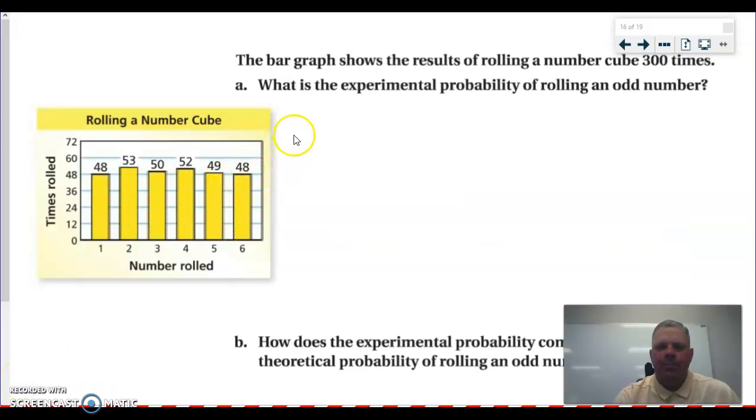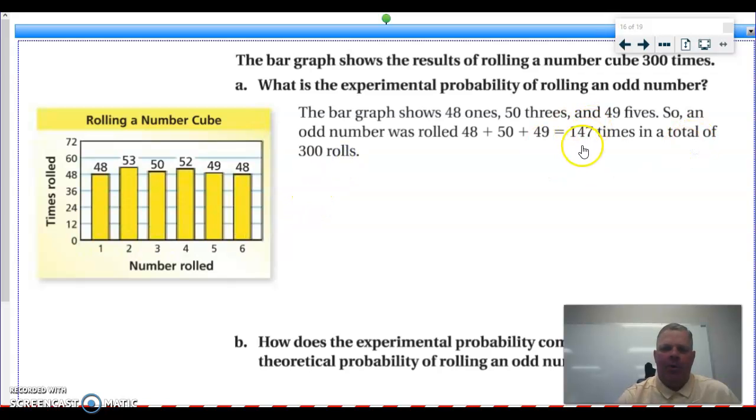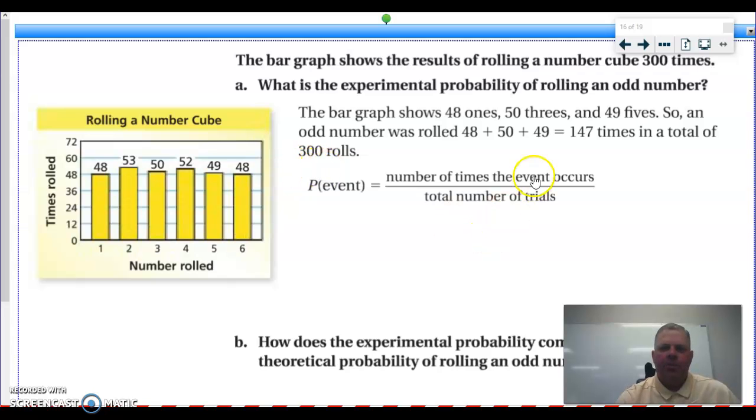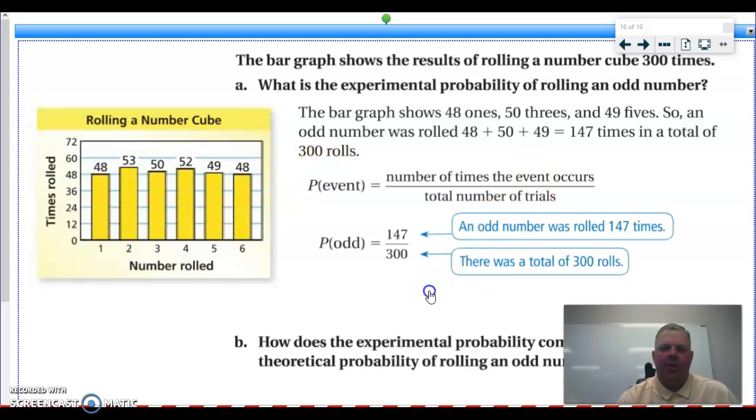Our final example deals with experimental probability. The bar graph over here shows the number of times rolling a number cube, and we rolled it 300 times, and you can see the results. What's the experimental probability of rolling an odd number? Again, I need to find out 48 ones, 53 threes, and 49 fives. So when I do that, I add them up. There were 147 out of 300. So our probability is 147 out of 300, which is approximately 49%.